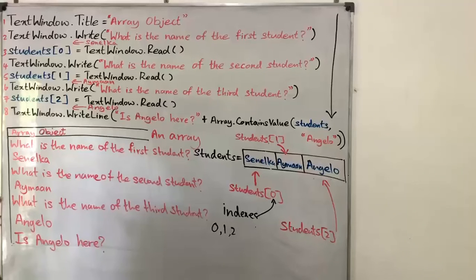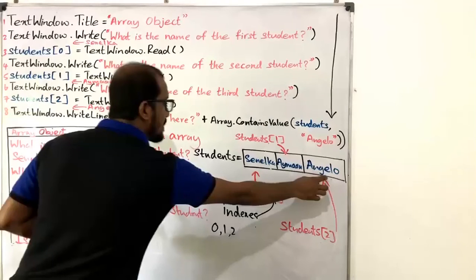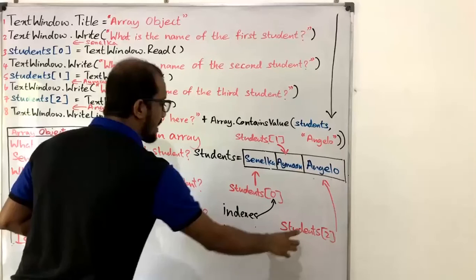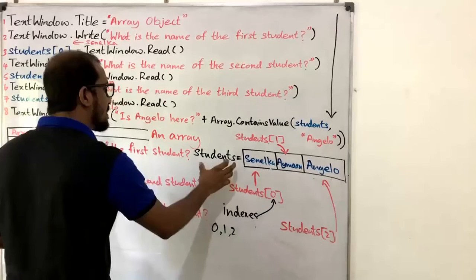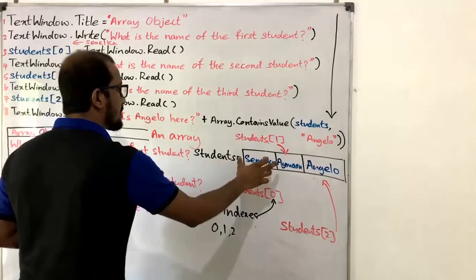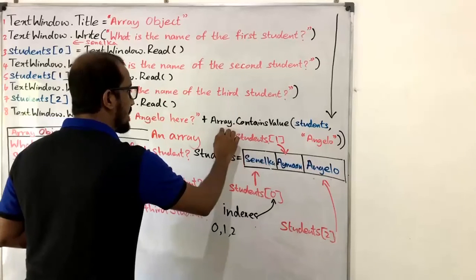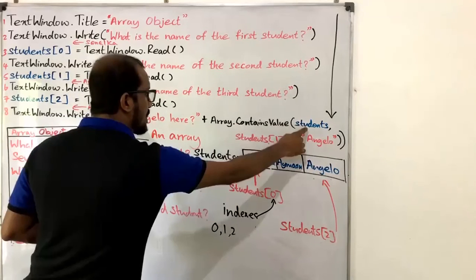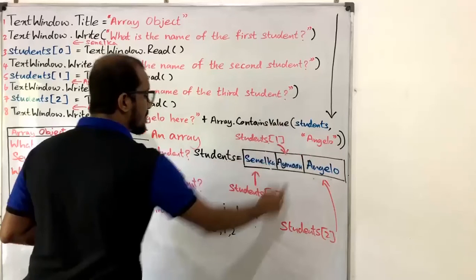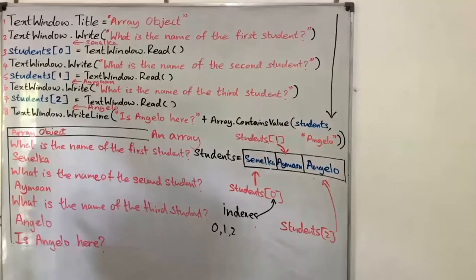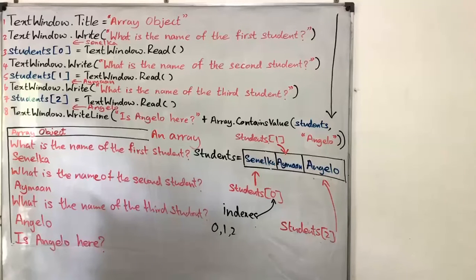Angelo is the third element. Its address is students 2. So Angelo is in the students array. Okay. Yes, array contains value. Students, array means students. Do you have the value Angelo? Yes. So is Angelo here? The answer should be yes. Okay. Yes.